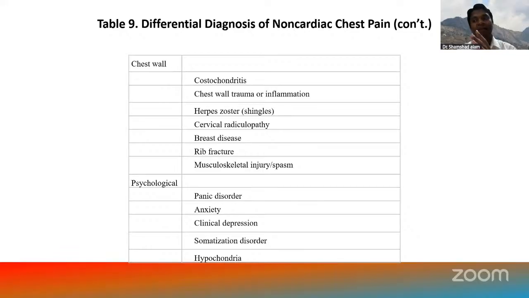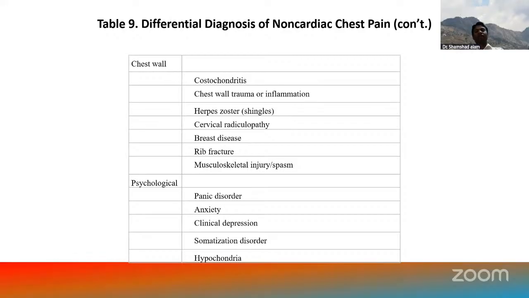Costochondritis occurs in younger patients in the age group of 15 to 30 years. This is a common presenting symptom, but usually the pain of costochondritis is localized. It is associated with movement. It is associated with deep respiration.